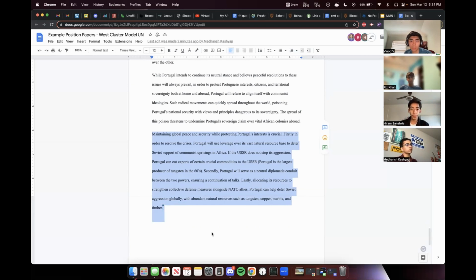Here's a quick example. I provided a very specific resource that could be used for the sake of serving as both a neutral diplomatic conduit globally and suppressing communist uprisings in its African colonies, that being tungsten. I just tried to be as specific and as eloquent as I could in this paper, but that's basically the idea of this paper.